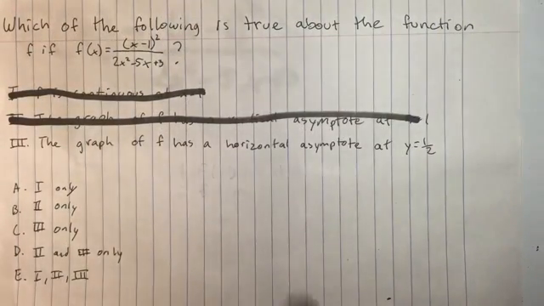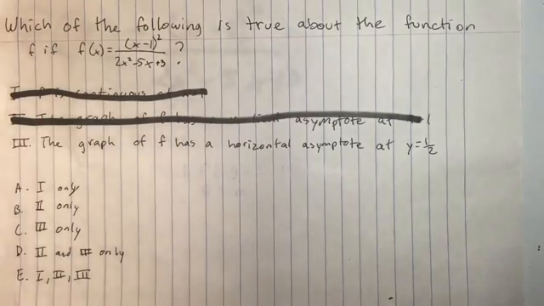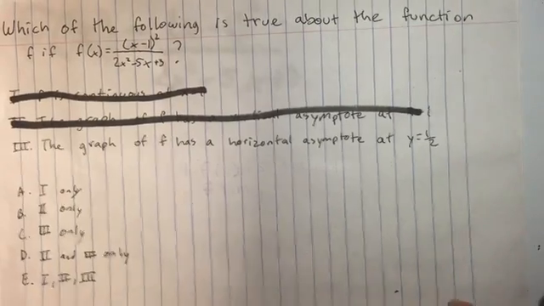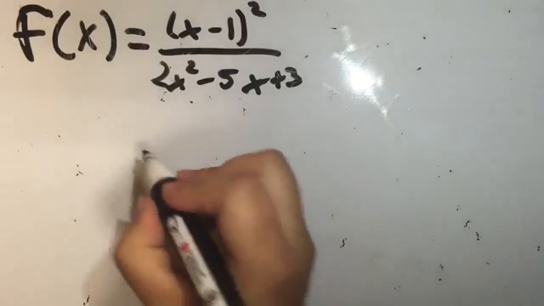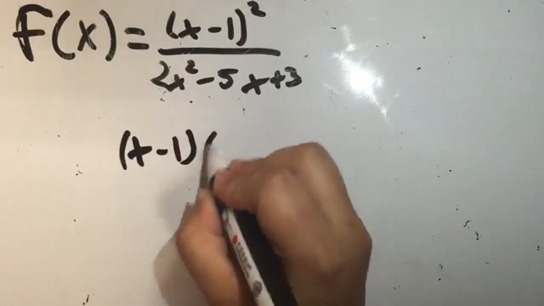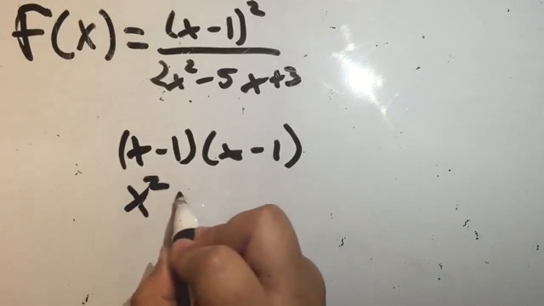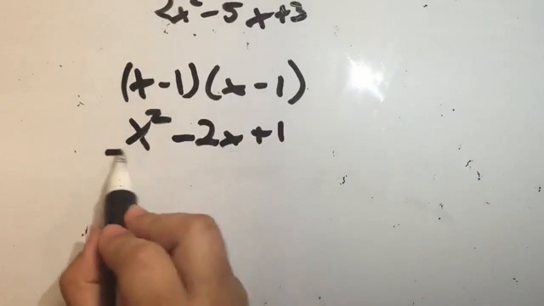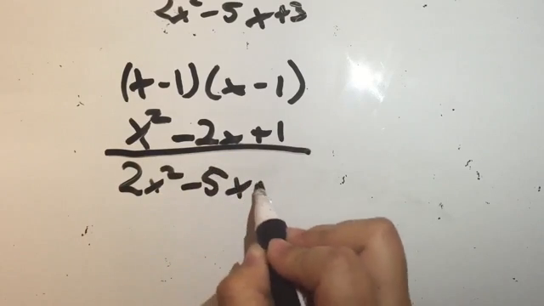You would think, since this is the last one, you should circle C and move on. But in fact, you should double check to make sure. Let's see. Number 3, the graph of f has a horizontal asymptote at y equals 1/2. First, FOIL out the numerator. X minus 1 times x minus 1. That's x squared minus 2x plus 1 over 2x squared minus 5x plus 3.